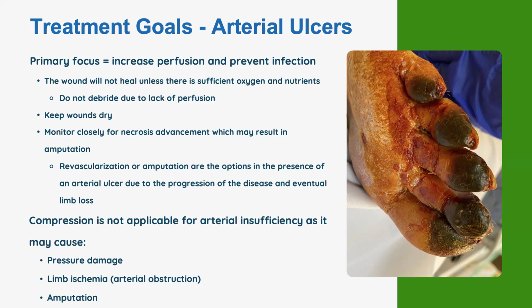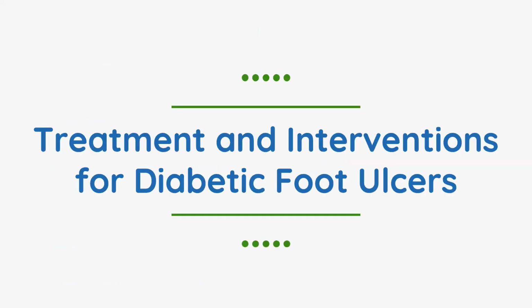You should refer these patients for revascularization or amputation, as these are options in patients with arterial ulcers, since this disease does tend to progress. These patients should not get compression therapy, as this may cause worsening of these wounds, limb ischemia, and may lead to amputations. But it's important to mention that you should not debride arterial ulcers.